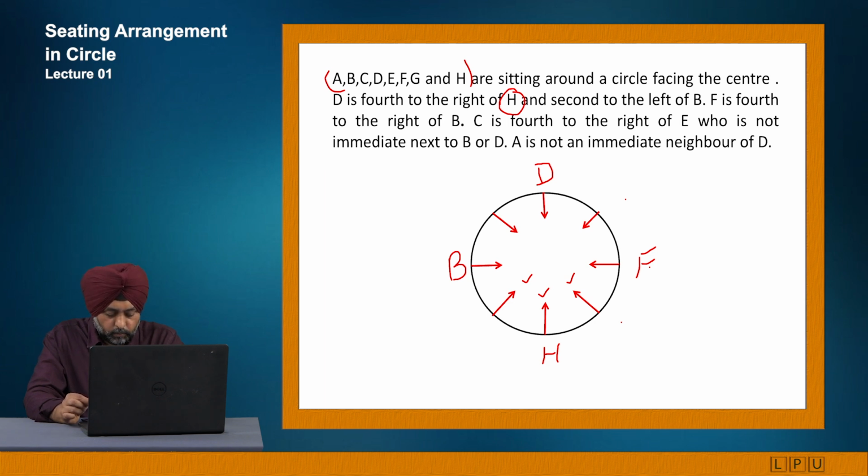Who is not a neighbor of, not immediately next to B or D? We are given that it is the last person, that is E. E is not a neighbor of B and D. E is not a neighbor of D, so E cannot come here. E is not a neighbor of B also, so E cannot come here either. So where can E come? The only place left for E is this.